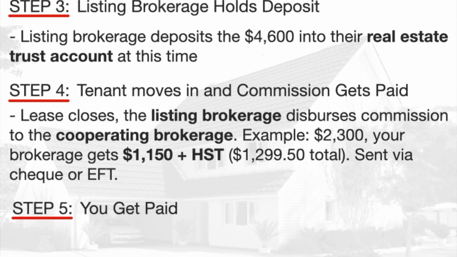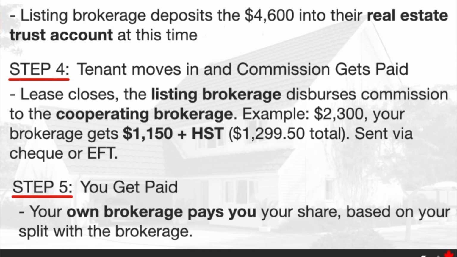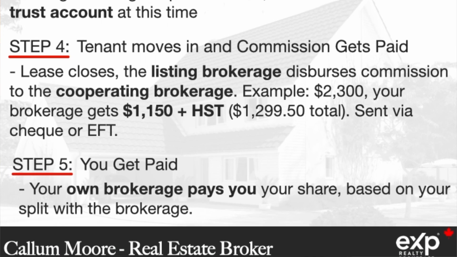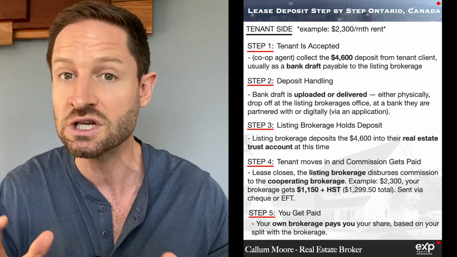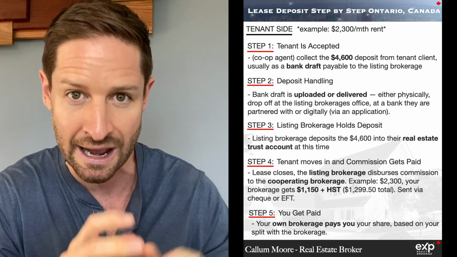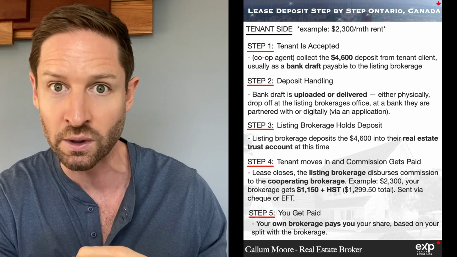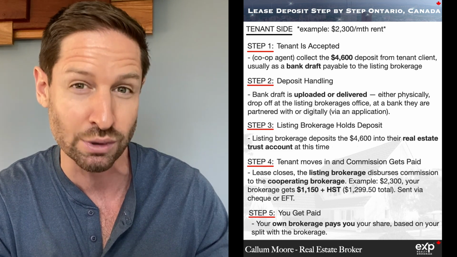Step 5, you now actually get paid from your brokerage. Your brokerage pays you your share based on your split that you have with them. That is the tenant side there. Although confusing a lot of the times, I get so many questions on how that's handled. Once it's perfectly organized like that, it looks pretty sweet, pretty easy.